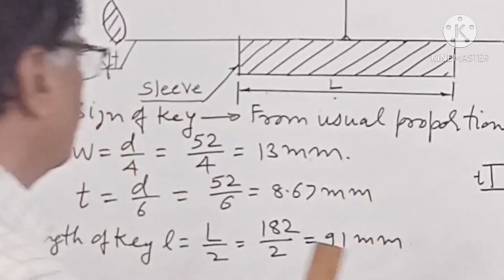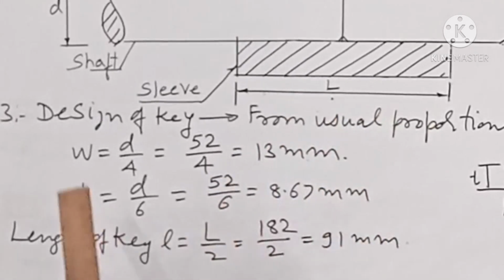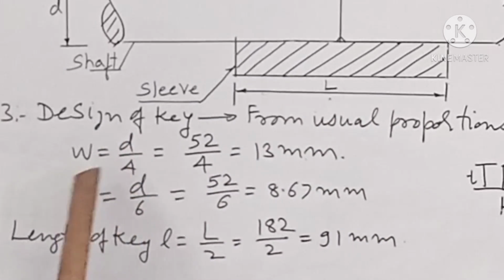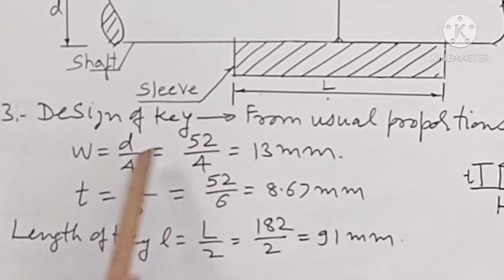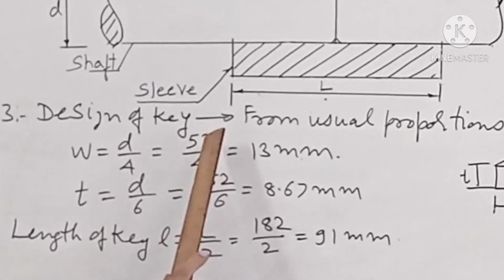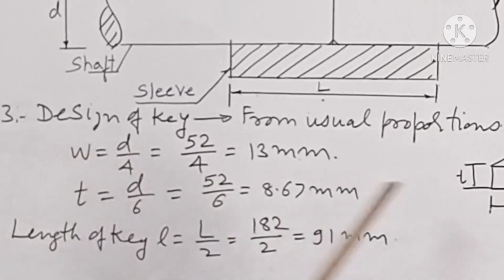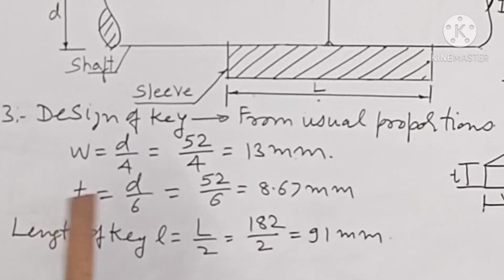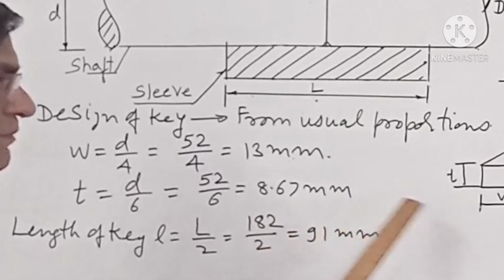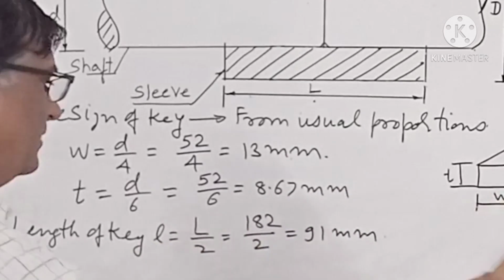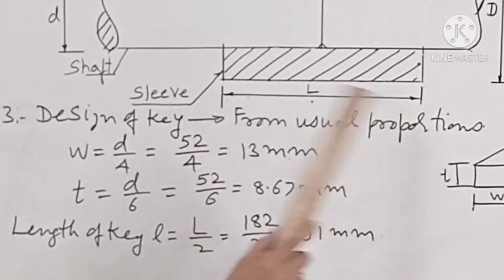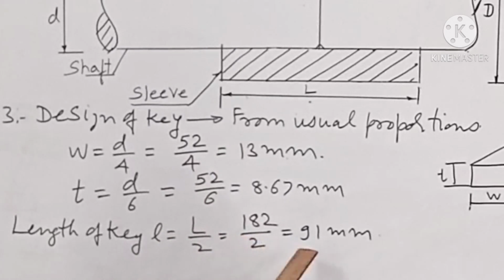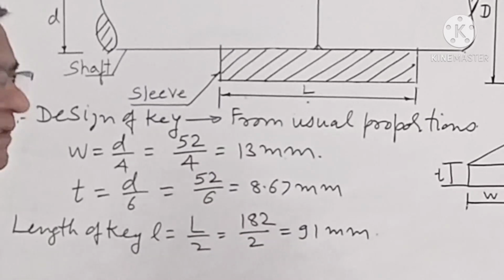Design of key. From usual proportions, w is equal to d by 4, d is equal to 52. So putting the value of shaft diameter 52, the width of the key comes out to be 13 millimeter and thickness t comes out to be 8.67 millimeter, and the length of the key, that is equal to half the length of the sleeve, comes out to be 91 millimeter.